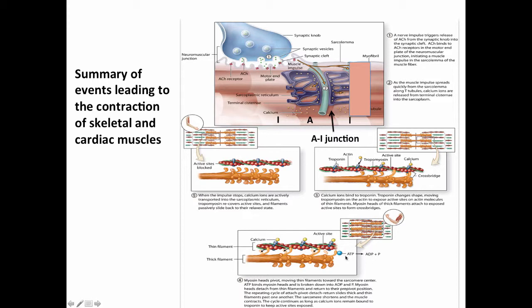If no ATP is present, then the myosin head can't detach from the actin filament. It's the binding of a new ATP molecule to the myosin head that causes it to detach. And this is the situation called rigor mortis. After death, when no more ATP is present, the muscle will be maintained in this contracted state.